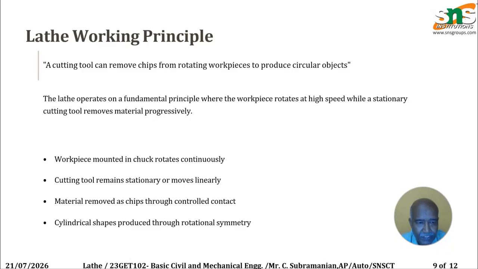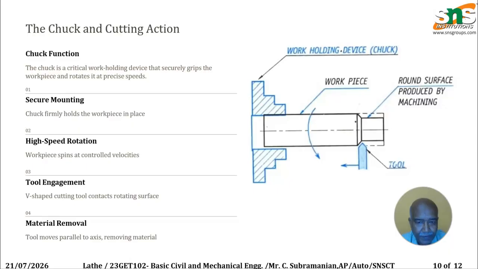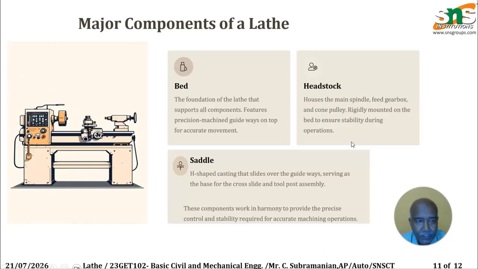The lathe works on this principle: the workpiece is mounted on the chuck, and the cutting tool remains stationary or moves. Here you can see the machining. Here the facing is done, and now the turning is done on this machine. So these are the major components of the lathe. This comes to the end of the session. Thank you.